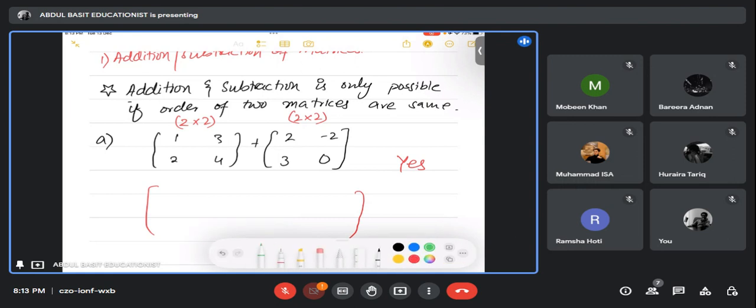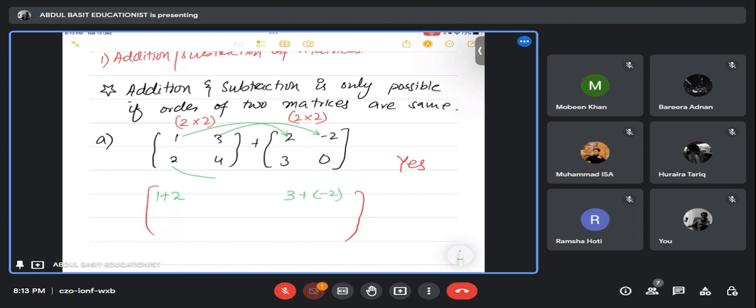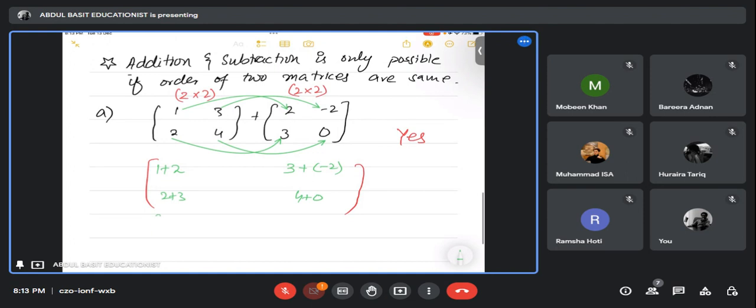For example, you can see that 1 plus 2. So you have to write in here. Please don't be in a hurry. 3 plus minus 2, because it's minus 2. Then 2 plus 3, and 4 plus 0. Please don't be in a hurry, because most of the students attempt the matrices question in a hurry, so mistakenly they forget the negative sign. So 1 plus 2 is 3. 3 plus minus 2 is 3 minus 2, which is 1. 2 plus 3 is 5, and 4 plus 0 is the same 4. So this should be your answer in Cambridge.